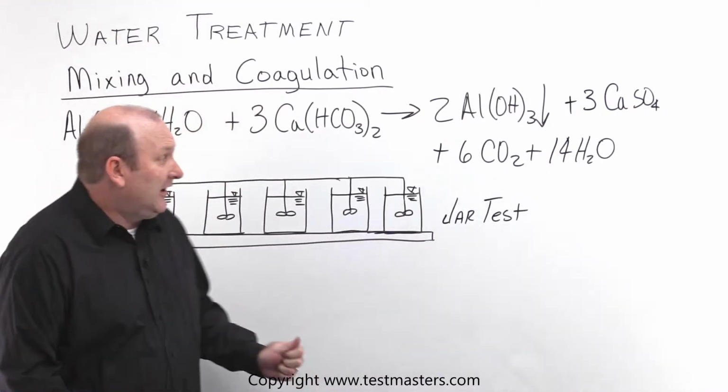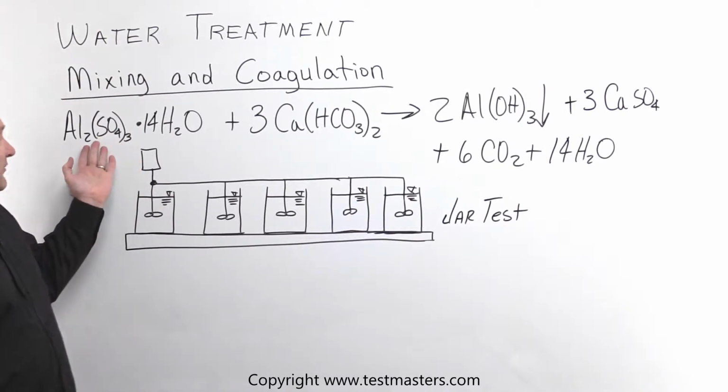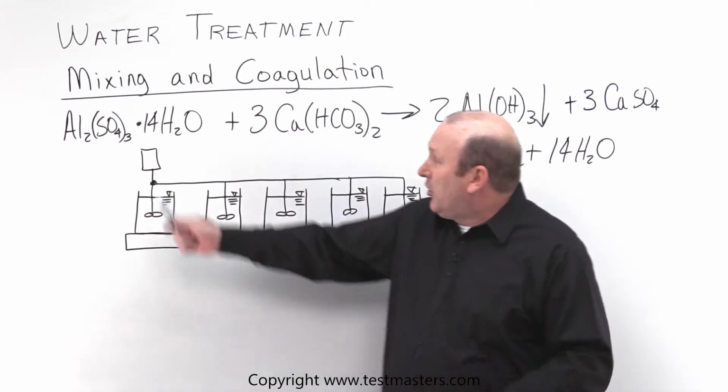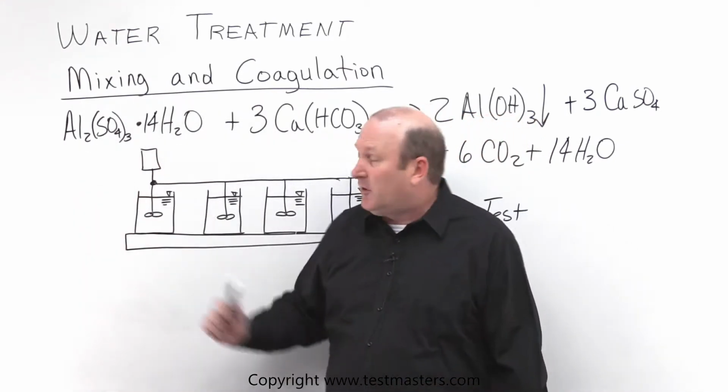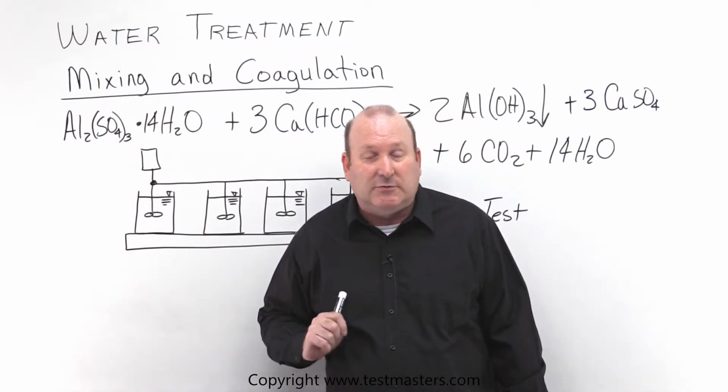So behind me you see the chemical equation for a metal salt of aluminum sulfate. Aluminum sulfate, the .14H2O means that it is hydrated aluminum sulfate, but you can kind of ignore this. It really doesn't have an impact on the equation whatsoever.